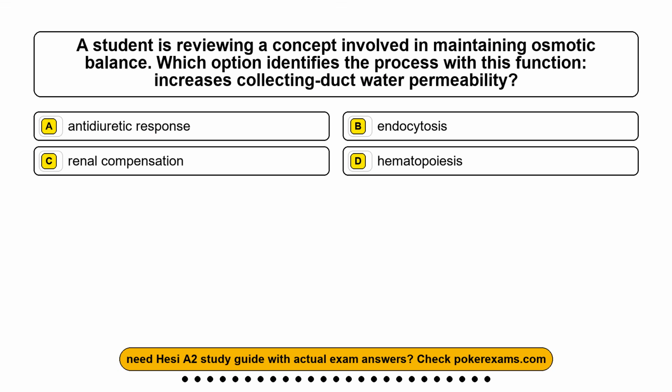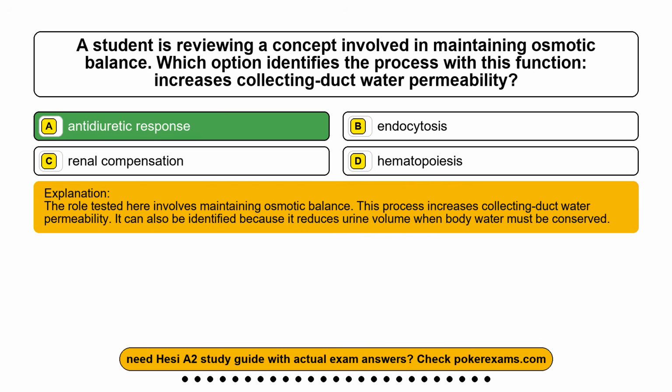Question 19. A student is reviewing a concept involved in maintaining osmotic balance. Which option identifies the process with this function, increases collecting duct water permeability? Option A, antidiuretic response. Option B, endocytosis. Option C, renal compensation. Option D, hematopoiesis. The correct answer is option A, antidiuretic response.